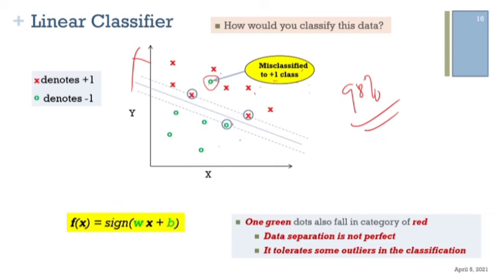So what we're saying is data separation is not perfect. It tolerates some outliers in the classification. That is support vector machine. Sometimes you might have data that is falling on the wrong side. It's okay. We let it go. But the majority must be on the appropriate side. Like I always tell you, the training set is not for you to get 100% accuracy, but you want to get a reasonable result in the training set so that you can get a better result on the other side.